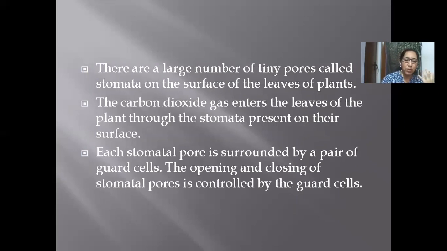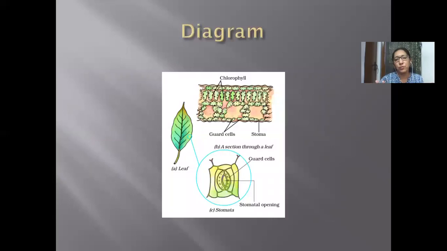Students, we are going to learn about one of the parts of a plant body called stomata. Here is the structure of stomata, where you can see in the picture and the diagram a leaf and a cross section of the leaf.